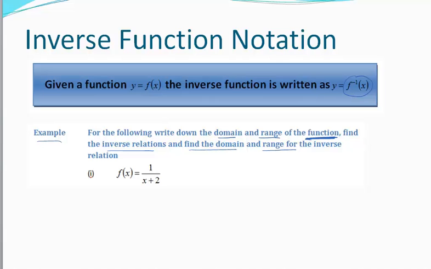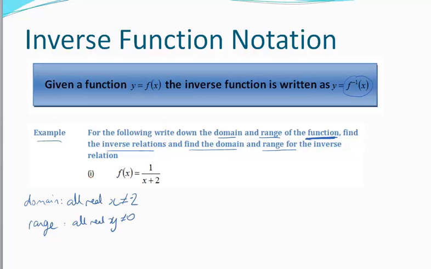For our original function, f(x) is equal to 1 divided by x plus 2. If we look at our domain, it will be all real x not equal to negative 2, as we're undefined at x equals negative 2. And our range will be all real y not equal to 0.